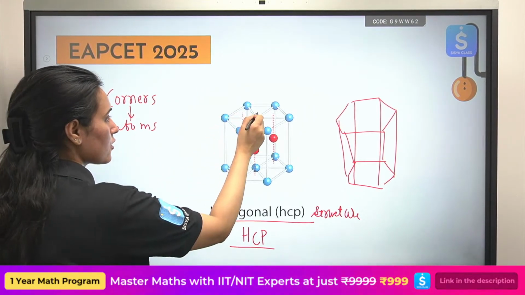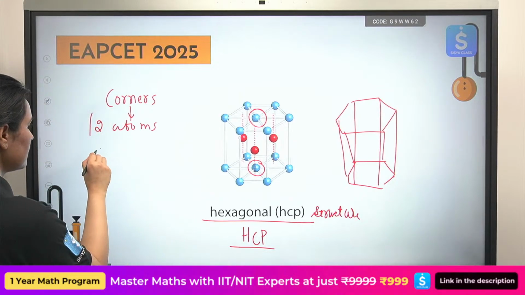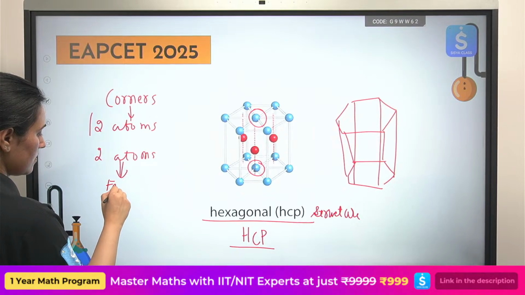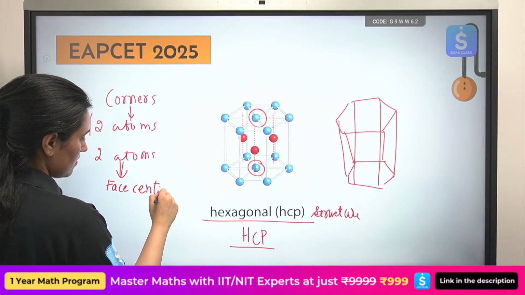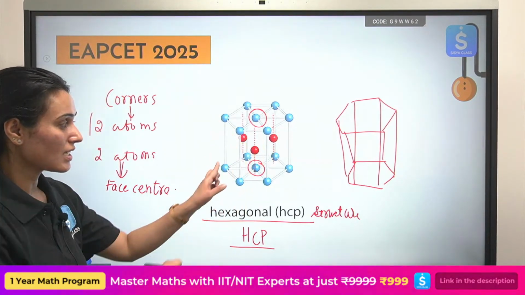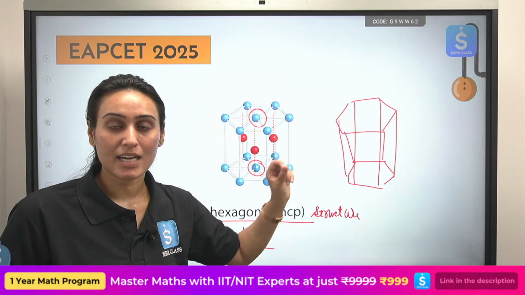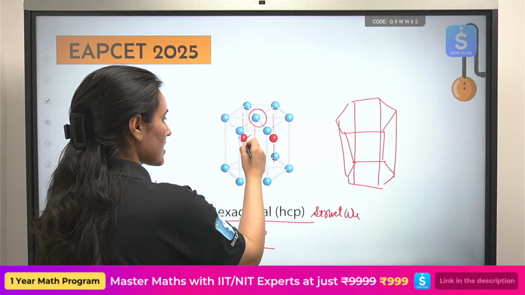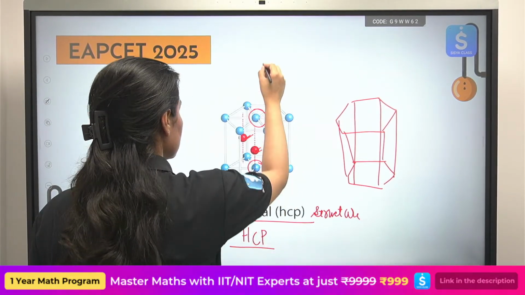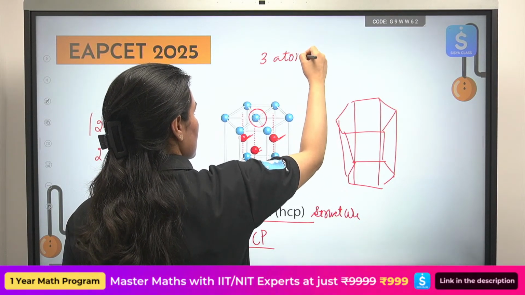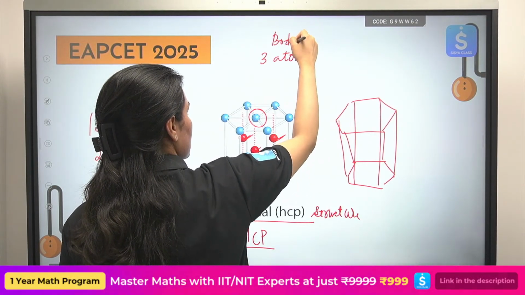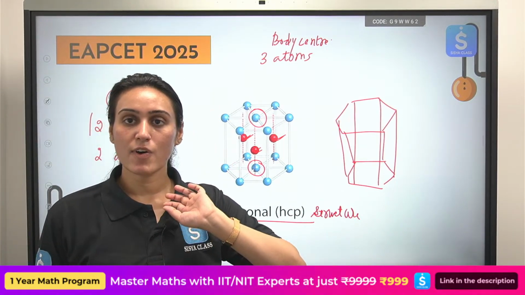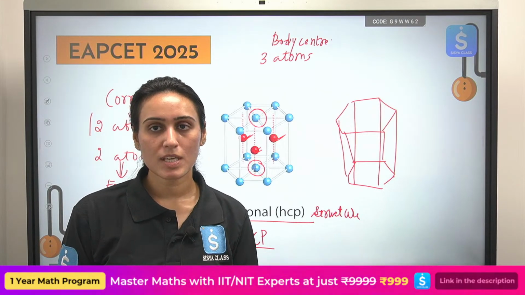Then you have 2 atoms at the face center. And you have these 3 atoms which are shown in this red color. These 3 atoms are completely within your hexagonal unit cell. So 3 atoms at the body center. So if you want to calculate the number of atoms per unit cell for hexagonal close packed structure, what will be your answer?